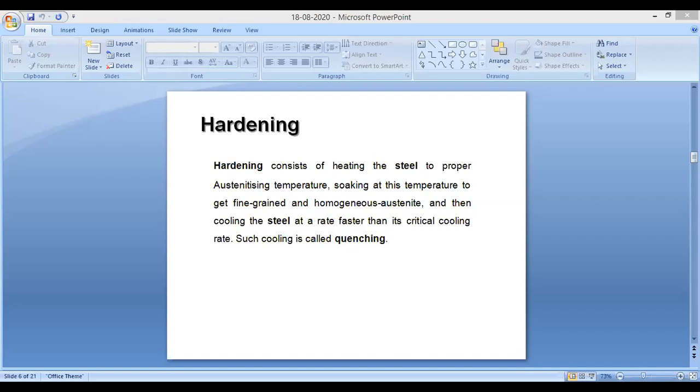So hardening consists of heating the steel to proper austenitizing temperature, soaking at this temperature to get fine grained and homogeneous austenite, and then cooling the steel at a rate faster than its critical cooling rate. Such cooling is called quenching. Normally, carbon steels are quenched in water, alloy steels are quenched in oil, as critical cooling rate of alloy steel is much lesser.